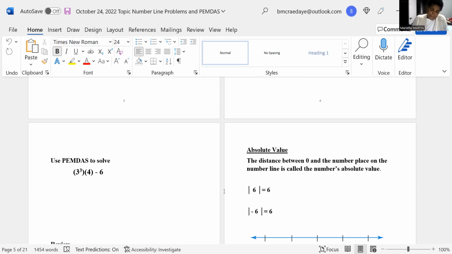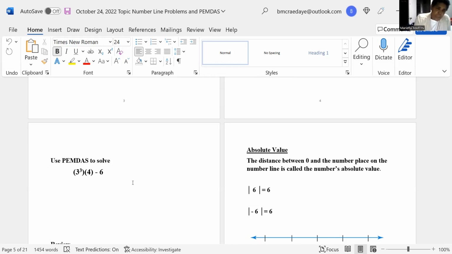Okay, let me do it. 27. 3 times 3. No, do it and give me your final answer. What is that equal to? Which one? This one. 3 to the 3rd times 4 minus 6. Just tell me what answer you get. I get 3 times 3 times 3 is 27.